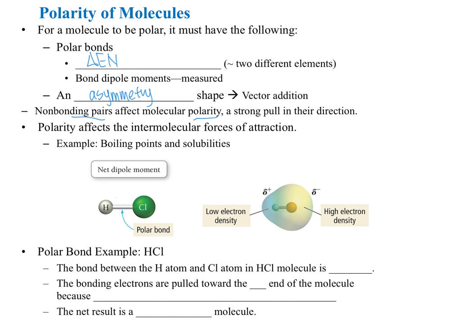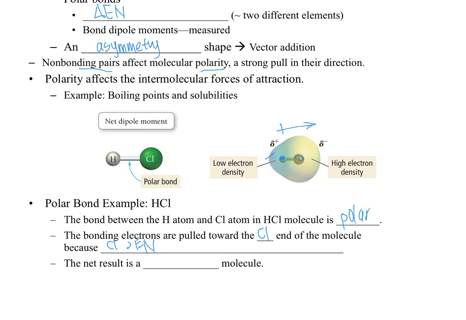So for example, here's hydrogen chloride, where we showed this earlier, a partial positive by the hydrogen, partial negative by the chlorine, because there's that electronegativity difference towards the chlorine. So that molecule is polar because there's going to be electrons pulled towards the chlorine end, because chlorine is more electronegative than hydrogen.